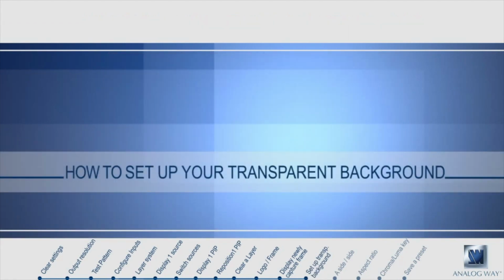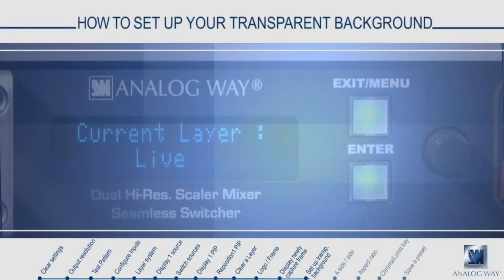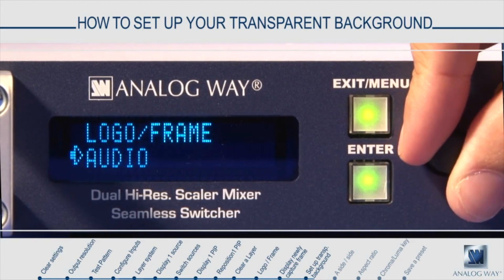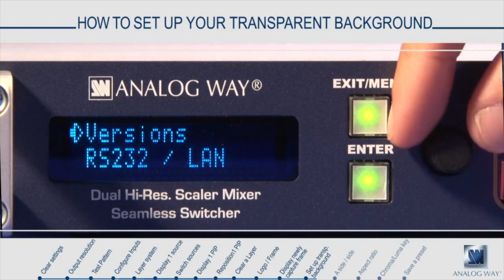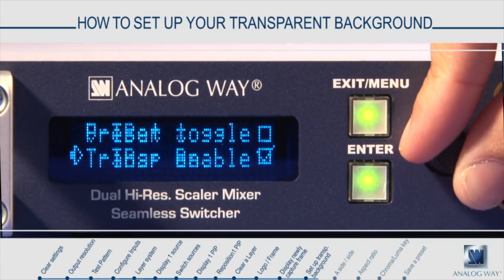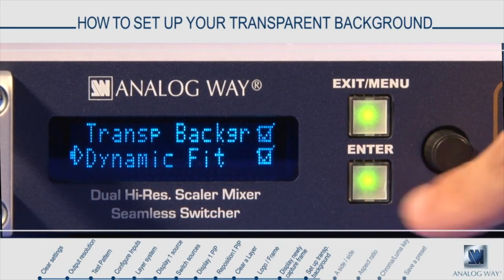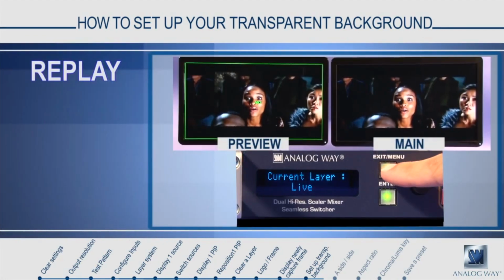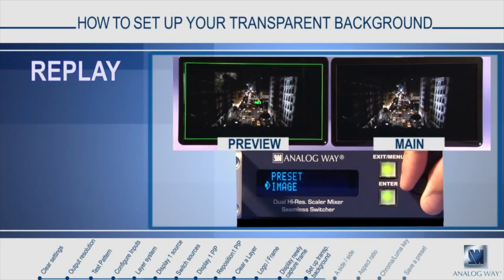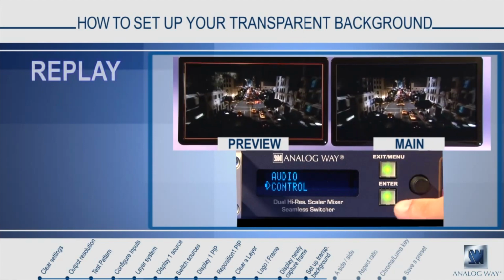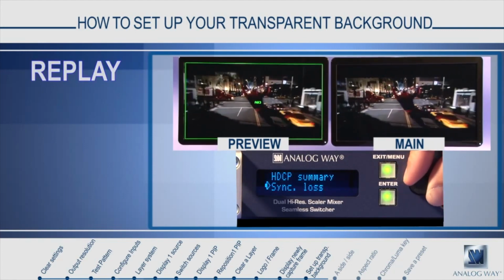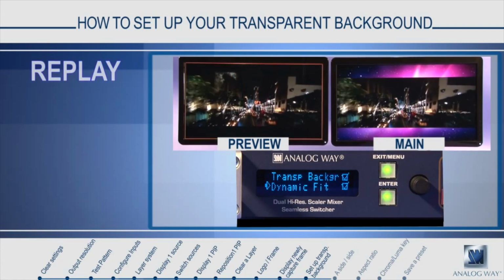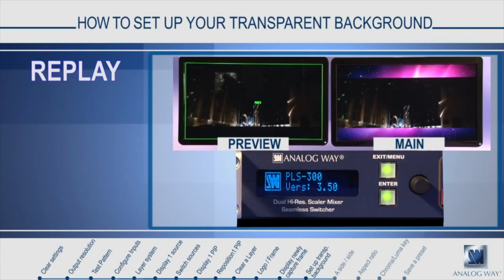How to set up your transparent background. Press Menu and scroll down to Control. Press Enter and scroll down to Dynamic Fit. When Dynamic Fit is selected, you will see the transparent background is also selected. Let's see that again. In the Control menu, when Dynamic Fit is selected and Transparent Background follows the selection, you will see that black that would normally be generated by the pulse is rendered as transparency. This allows you to see layers beneath, such as the background frame.